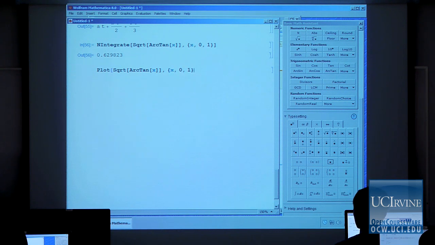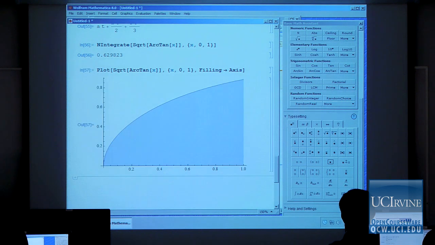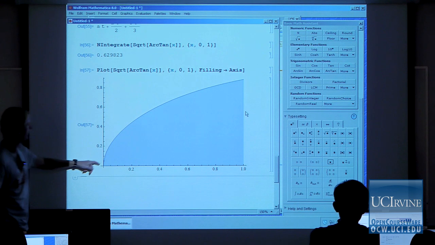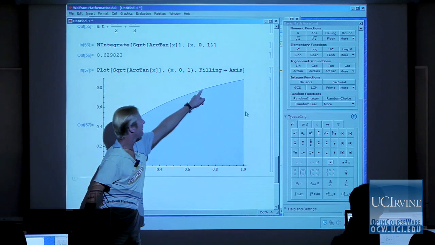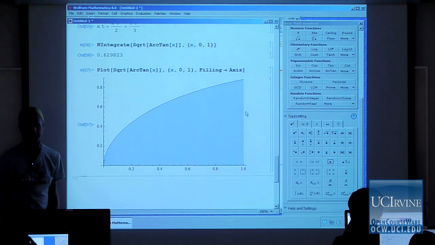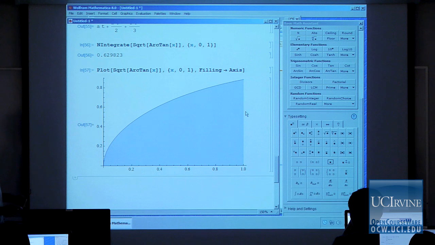And then I'm going to use filling goes to axis to shade the area under the curve for me so I can estimate visually what its value should be. Okay? All right. Now, so here's the function that we're integrating, and the value of our integral is this area. Does it look reasonable?